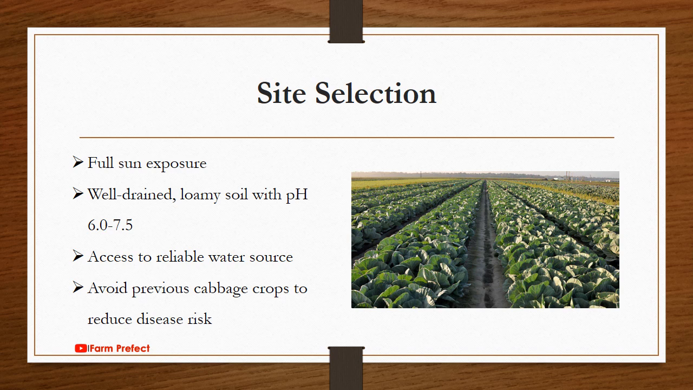Then well-drained loamy soil with pH. Yes, so you need a loamy soil that has a pH of 6.0 to 7.5. You could also use sandy loam.